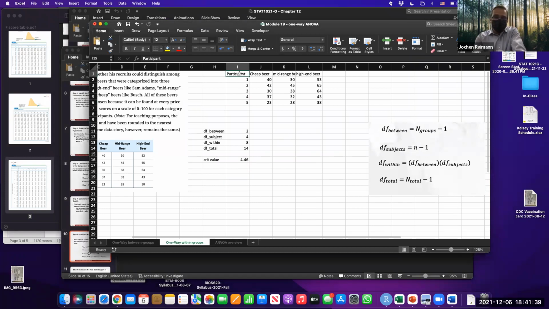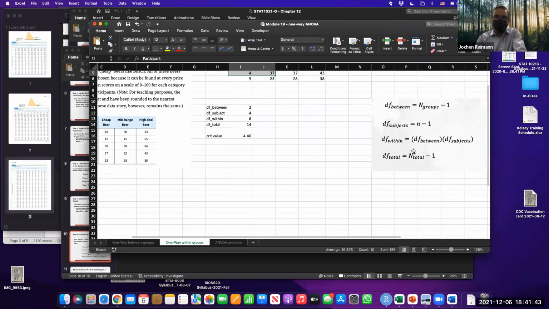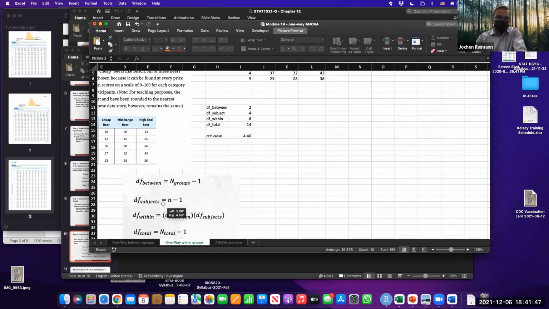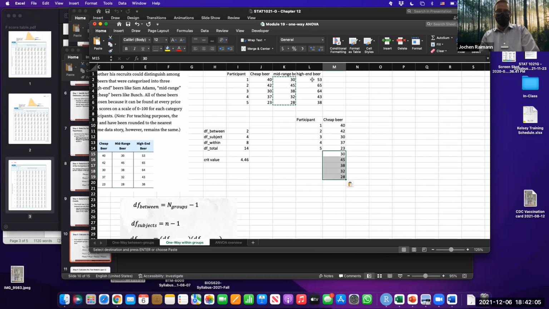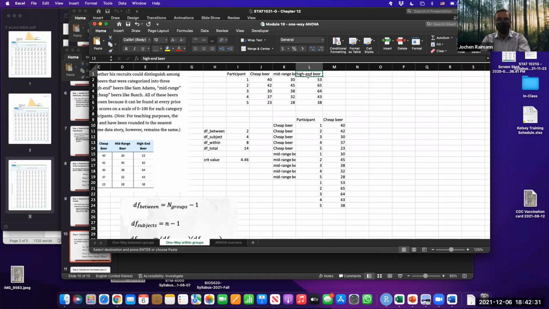Okay. So let's arrange this a little more. Let's move this on the side. It's basically the same outline that we had last time with the between groups. We just need to rearrange it in a certain format that is best like this. Now we have cheap beer, these are the first 5 entries. Then we have mid-range beer, second 5 entries, and high-end beer are the last 5 entries. That becomes the column beer quality. Good.